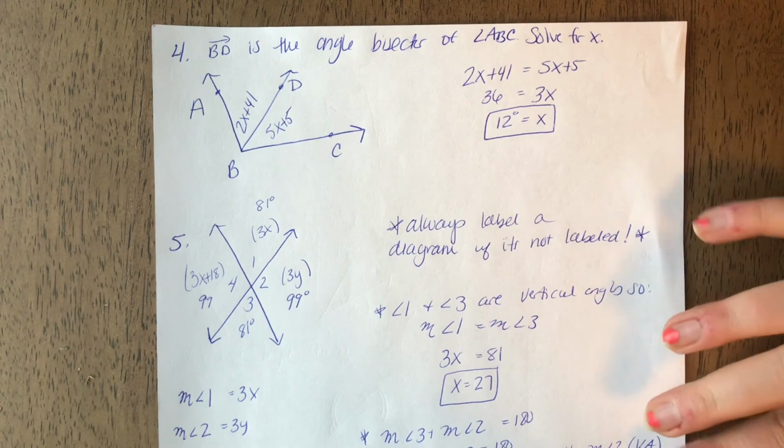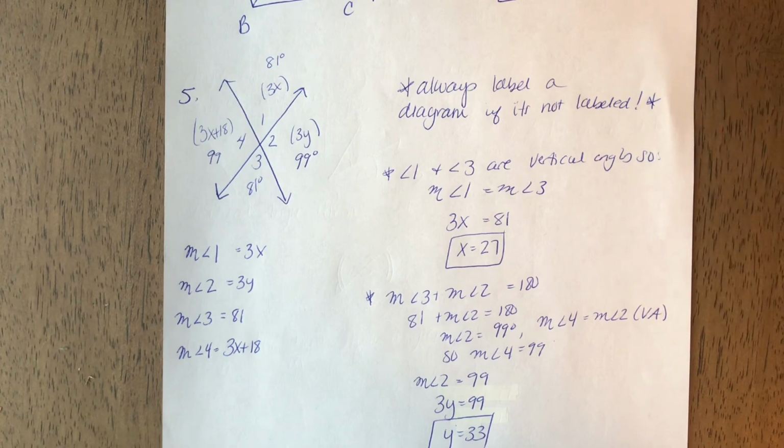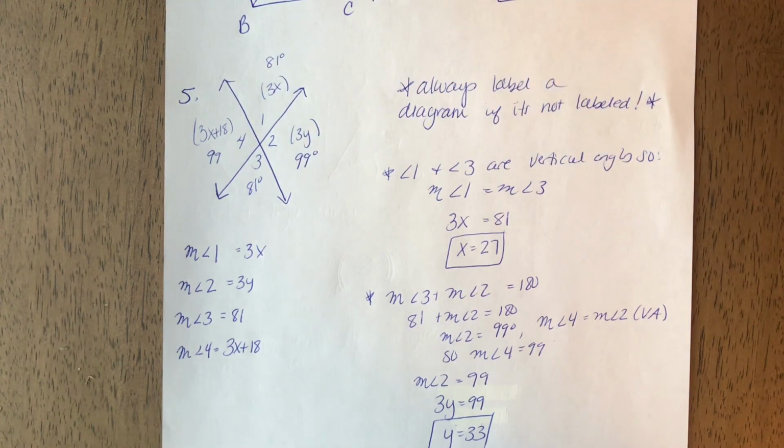Number 5 is kind of hard to see because I have things overlapped, but let me just tell you, when you do these types of problems, you always want to label the diagram and then start with the same variable and see if you can come up with anything. Since we knew that angle 3 was 81 degrees, we could have solved for the measurements of all the other ones, so that helped a lot. You should get x is equal to 27 and y is equal to 33.